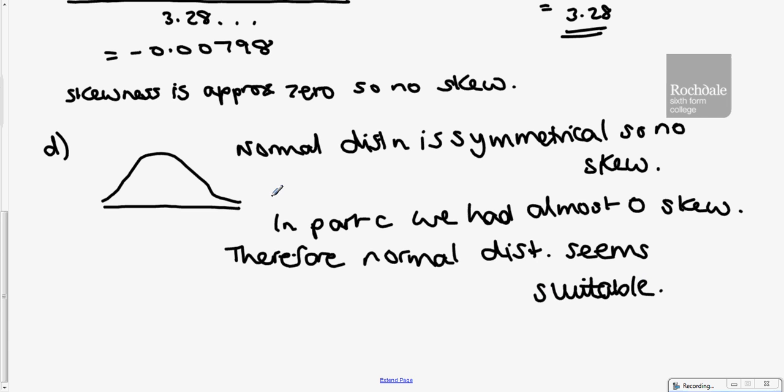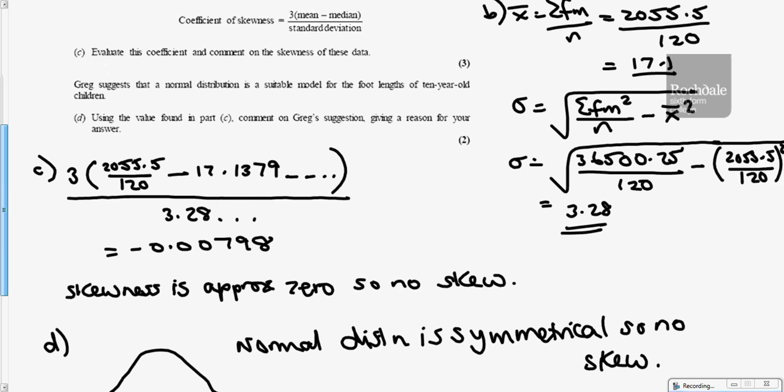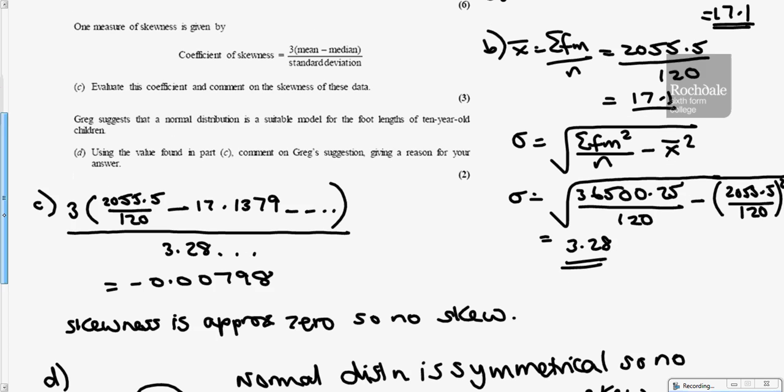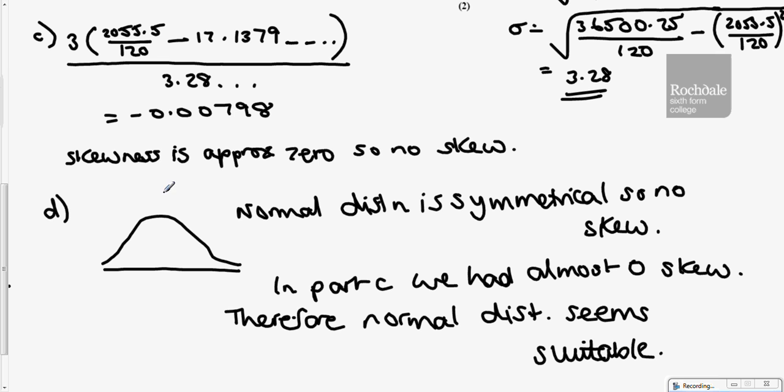Another thing that made me think the normal distribution might be suitable, if we just go back up the page a little bit, is when we got the median and the mean working out to be the same value. When you study the normal distribution later, the mean, median and mode are all slap bang in the middle. And in this case, the median and the mean were both 17.1, so that would lead me to think that perhaps a normal distribution was going to be suitable in this case as well.